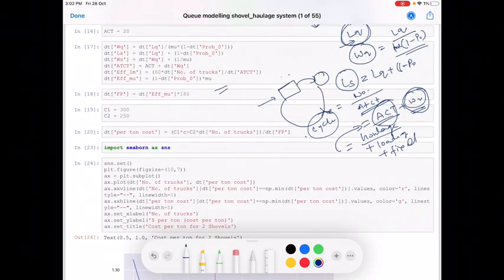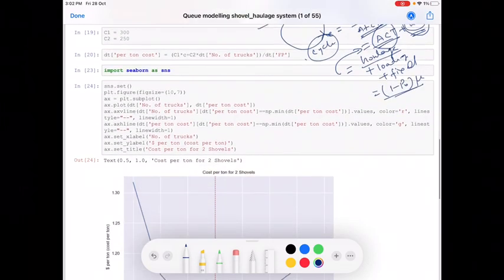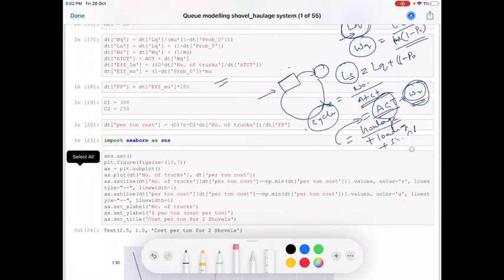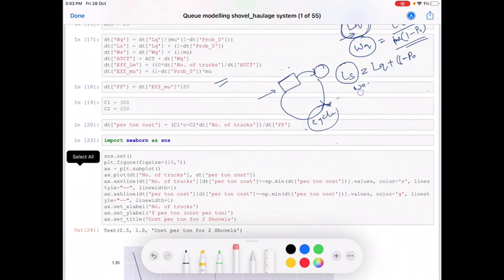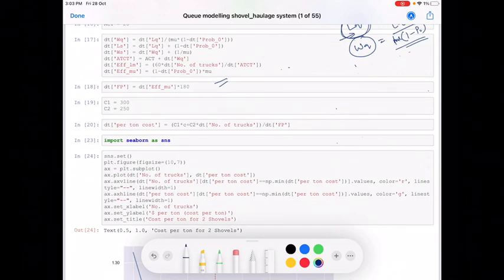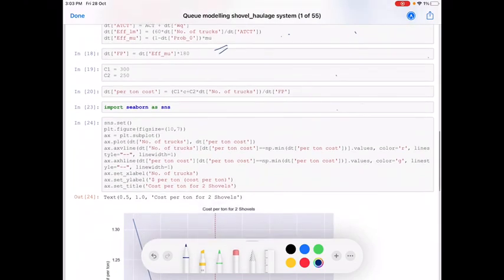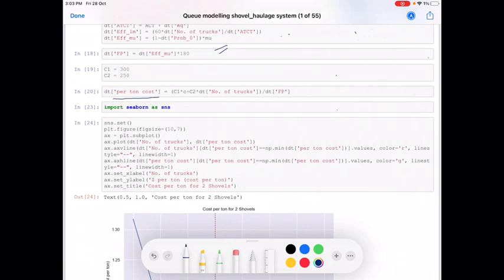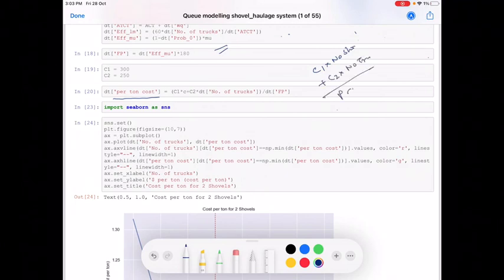Then the effective mu you can also calculate, that will be (1 minus P0) times mu. So this will be the effective service rate. The more trucks in the system, the service time will be higher. So you can calculate this by using these formulas. Then you need to calculate the per ton cost. This is nothing but C1 times the number of shovels plus C2 times the number of trucks, divided by production. So I have calculated this per ton cost.